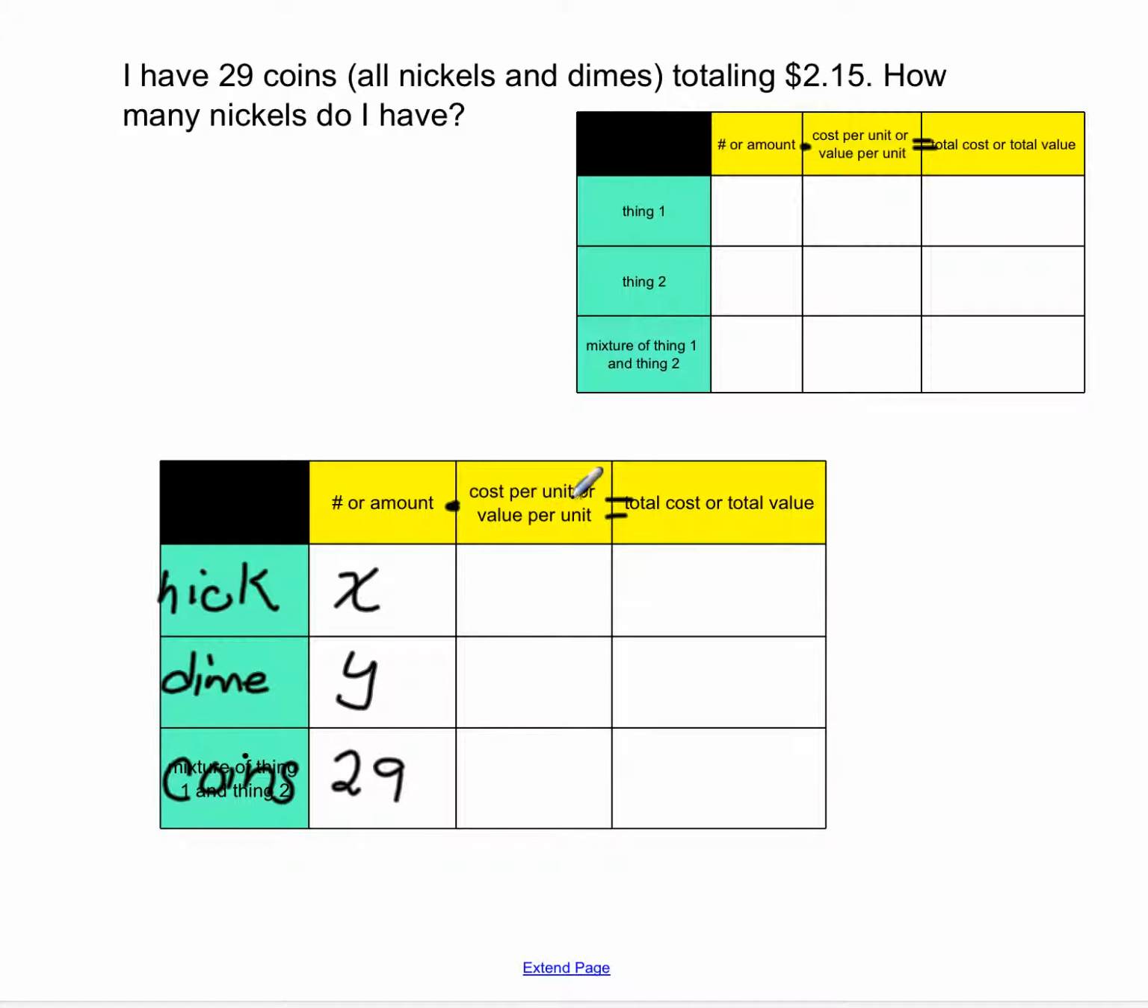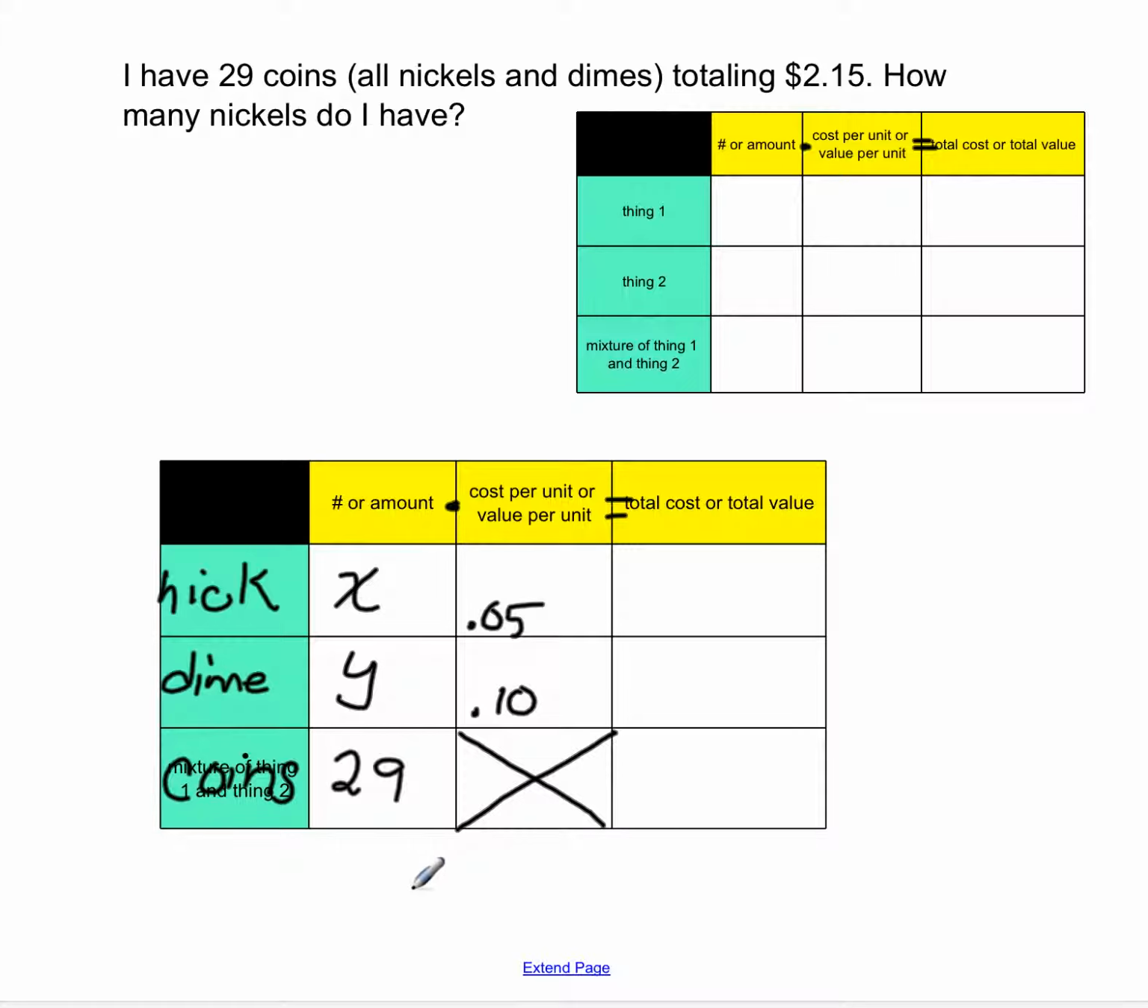What is the cost per unit or the value per unit of nickels? Well, basically, what is 1 nickel worth? Okay, 5 cents. And dimes, 10 cents. And coins, well, a pile of coins isn't going to have a value for 1 coin because it varies. So in this problem, this box does not work. It's not applicable. And a lot of times this box is not used. Sometimes it is, and you'll see in one of the examples I give later it is used, but in this case it's not.